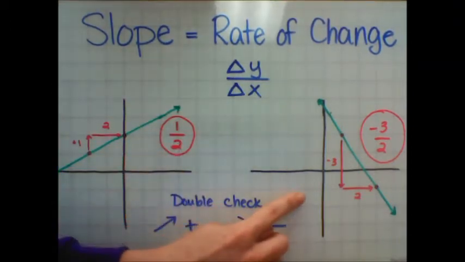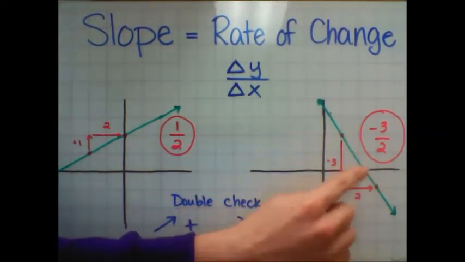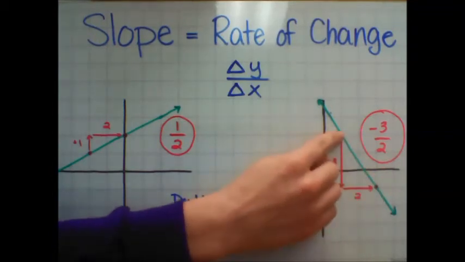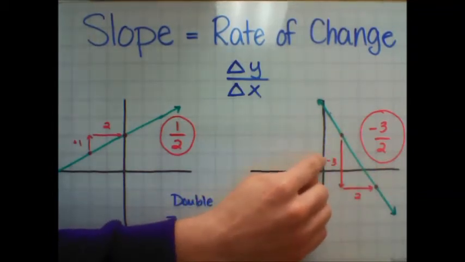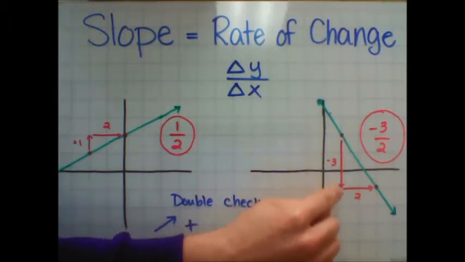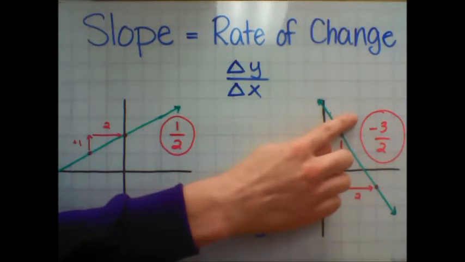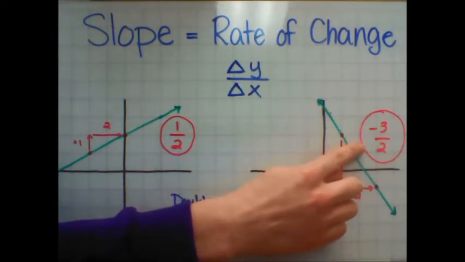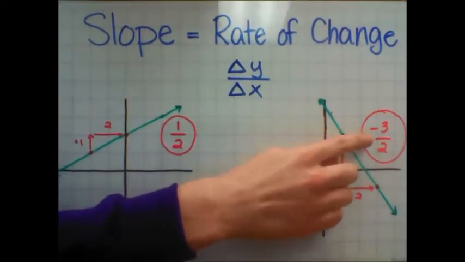Here's another example. I can see 2 points on this line. Again, from left to right, we measure up or down. This one went down 3, so I show that by doing -3, and then I went over 2. So my change in y was -3, and my change in x was 2. So my slope is -3 over 2.